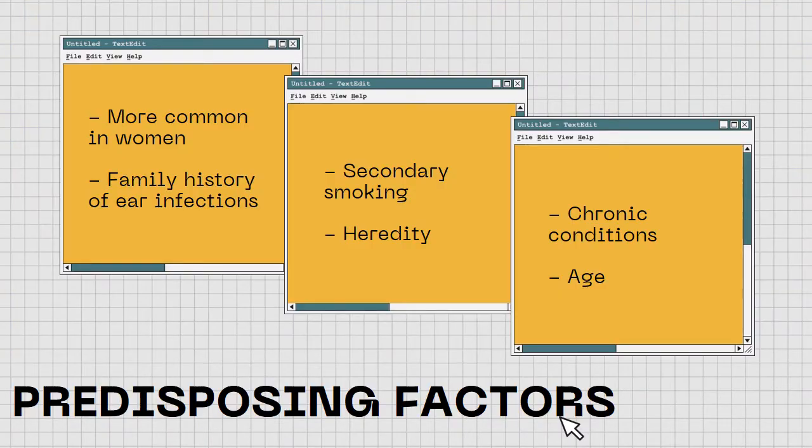The predisposing factors: it is more common in women; family history of ear infections; secondhand smoking and air pollution can increase the risk of respiratory infections, which therefore increases the chance of ear infections; heredity, commonly seen in people with Alaskan heritage; chronic conditions such as eczema, asthma, and allergic rhinitis; and lastly, age. Children are more commonly affected. It can be attributed to their immune system not being fully developed.